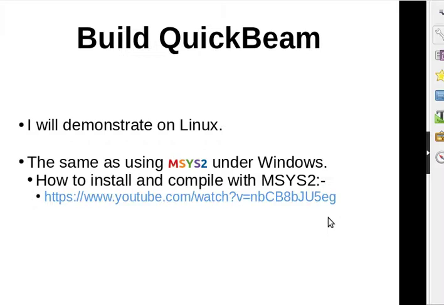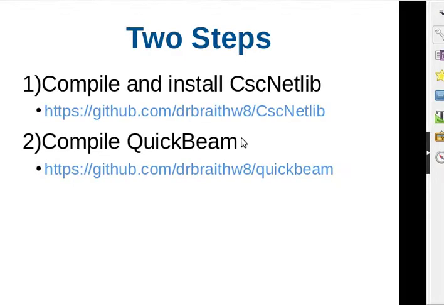Okay, I forgot to mention, QuickBeam is a preprocessor to LaTeX Beamer, which allows you to do many things with a far simpler syntax. Okay, so in order to do this, I need to do two steps. First, I need to compile and install CSC netlib, and here I have the URL to CSC netlib. And then I need to only compile QuickBeam, and here's the link to that. So let's do the first one first.